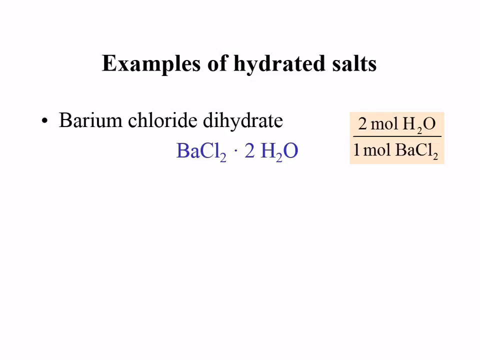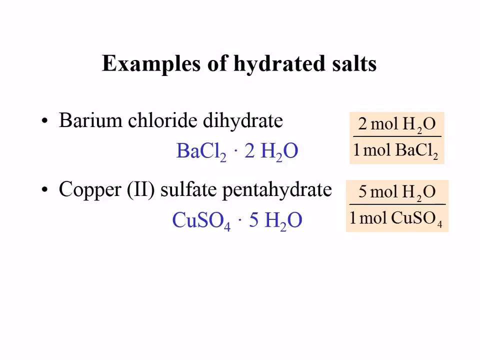When you have waters of hydration, it looks like this. You say dot. So this would be barium chloride, or BaCl2 dot 2H2O. The compound is barium chloride, but for every 1 barium chloride unit, you have 2 H2O units, 2 waters of hydration. And it's kind of a crystalline lattice.